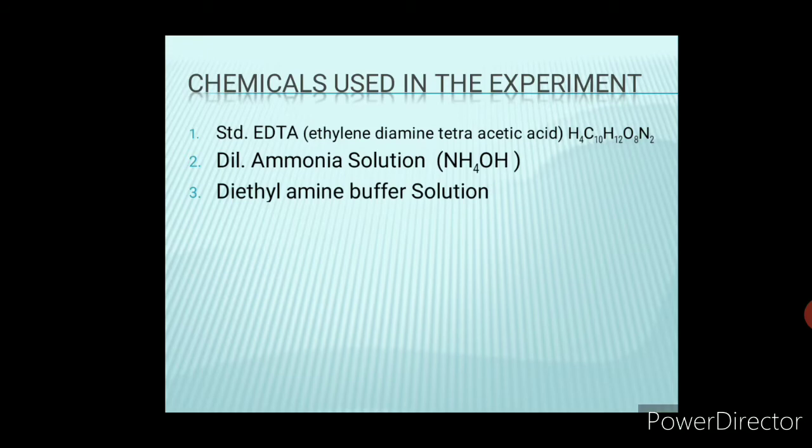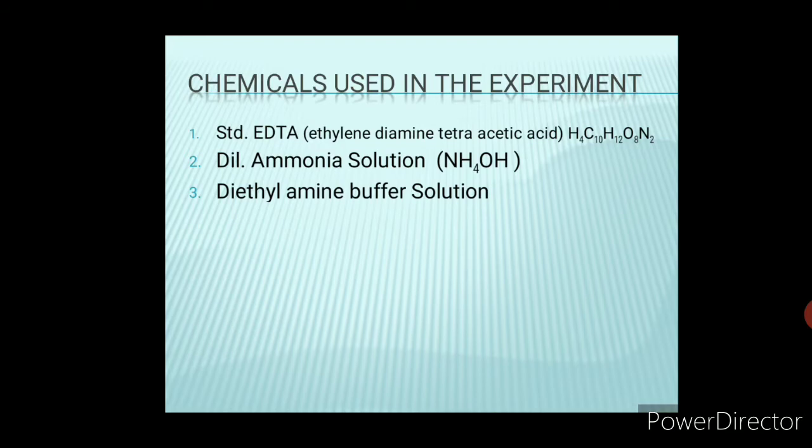Now here diethylamine is the buffer used in this experiment. In the previous experiment we used the ammonium chloride, ammonium hydroxide buffer. Here it is diethylamine buffer. Now why do we have to use the diethylamine buffer? Why can't we use the previous buffer, NH4Cl, NH4OH, the ammonium chloride, ammonium hydroxide buffer?